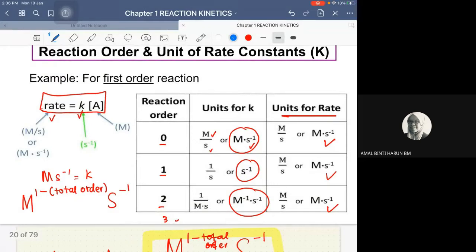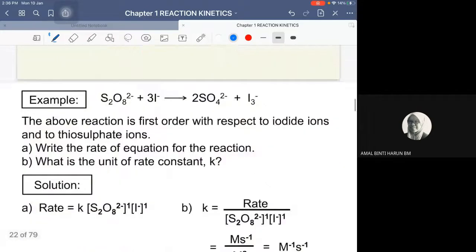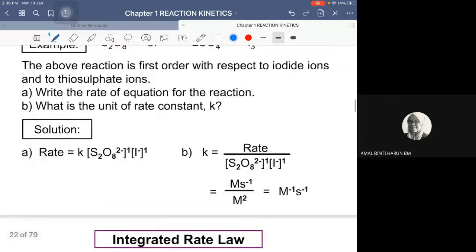So bila you nampak daripada soalan tu, kalau dia bagi unit bagi constant, dia kata reaction ni with the rate constant apa? Per second, molar per second. So we can identify this is 0 order, this is first order, this is second order. So kita dah tahulah formula apa nak pakai. Okay.